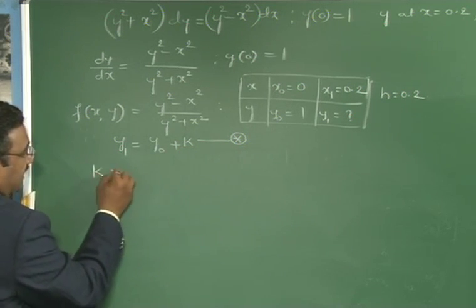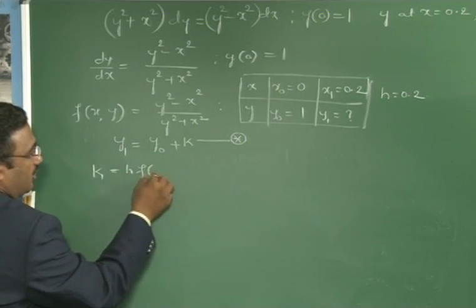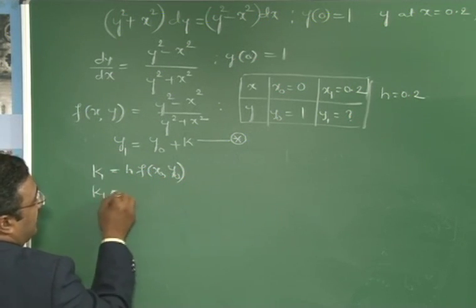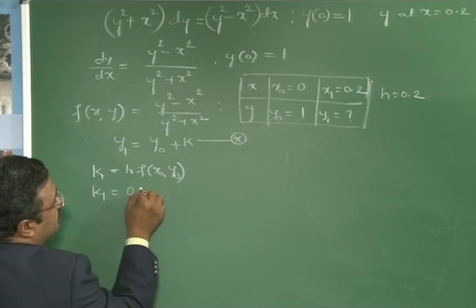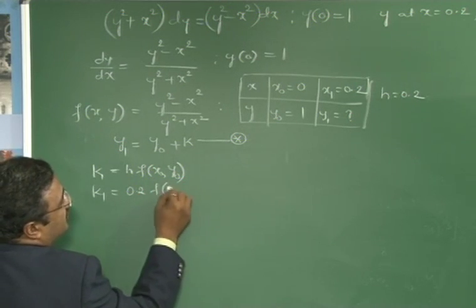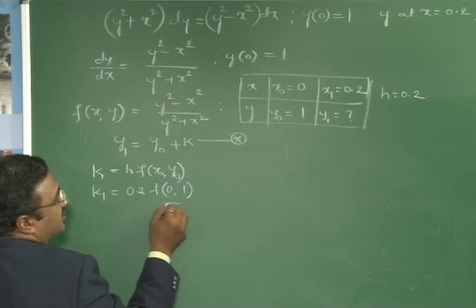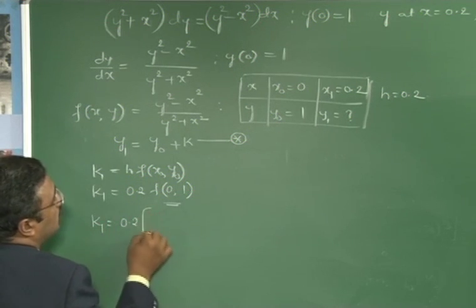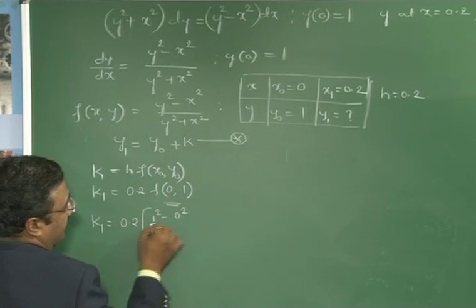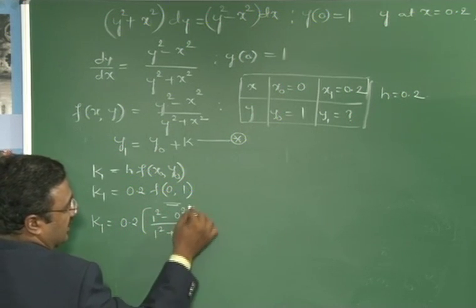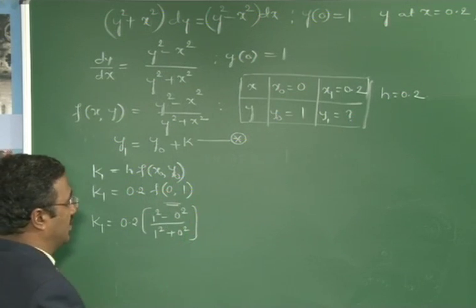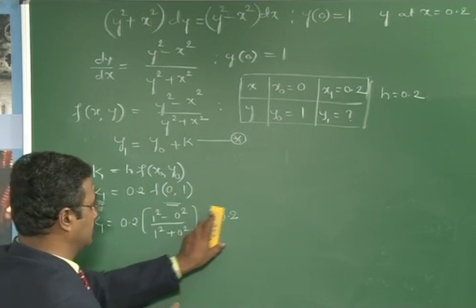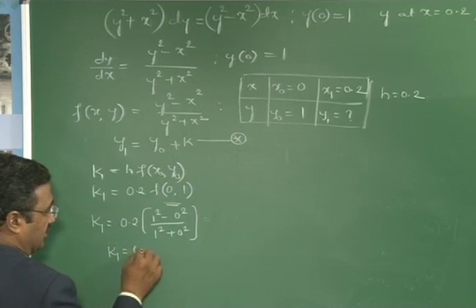Here k1, use the formula h times f(x0, y0). Here h is the given value 0.2, then f(0, 1). Now substitute this in the given function. It gives k1 equal to 0.2 times (1² − 0²)/(1² + 0²), where the x value is 0 and the corresponding y value is 1. After simplification we get 0.2. That is the k1 value. Your k1 value is 0.2.